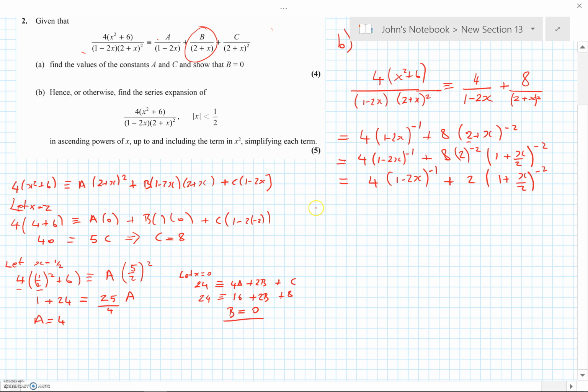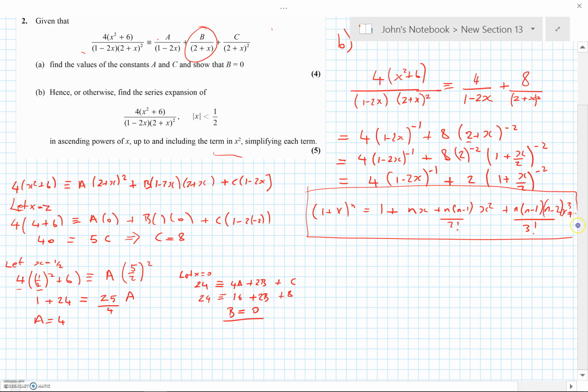Right, now the binomial expansion of (1 plus x) to the n goes like this: 1 plus nx plus n(n minus 1) over 2 factorial x squared plus n(n minus 1)(n minus 2) over 3 factorial x cubed, and so on. We only need to go up to x squared anyway. Okay, but that's our binomial expansion there. So we're using that.